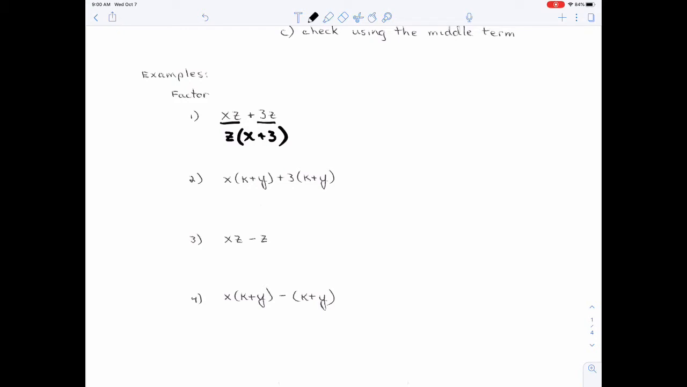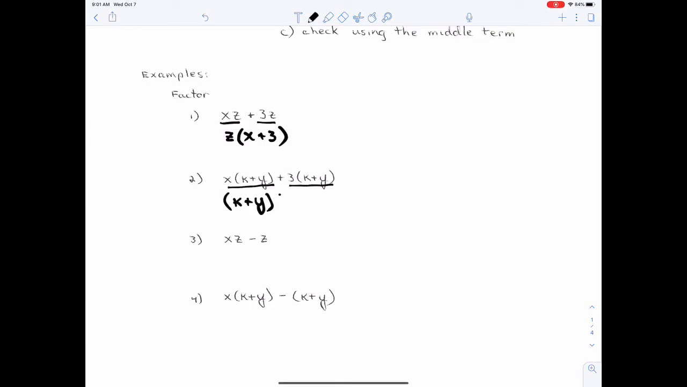Okay, let's take a look at number 2. This is also two terms. This is the first term. This is the second term. So is there anything you see in the first term that you also see in the second term? Is there a greatest common factor? Yeah, there's a quantity here, k plus y. So you write that down first. I'm telling you, if you don't write the k plus y down first, you're probably going to get it wrong. So we write down the greatest common factor first.